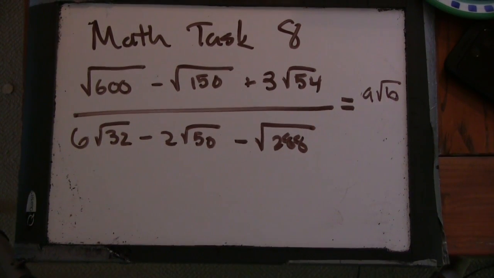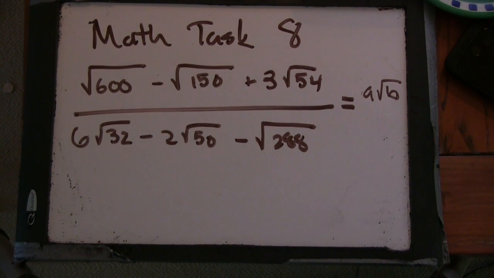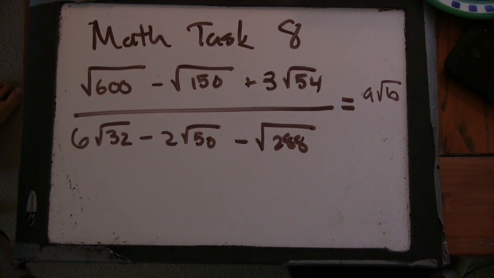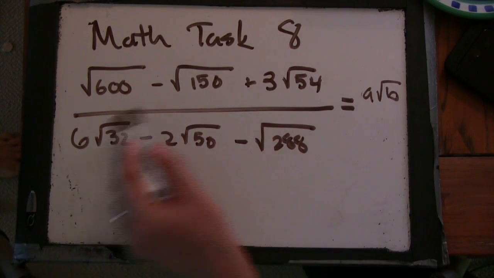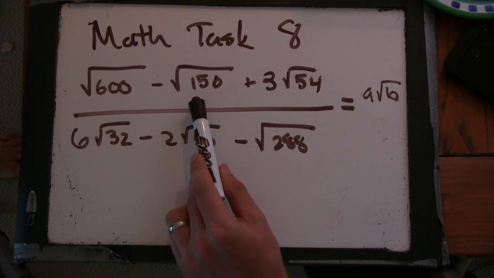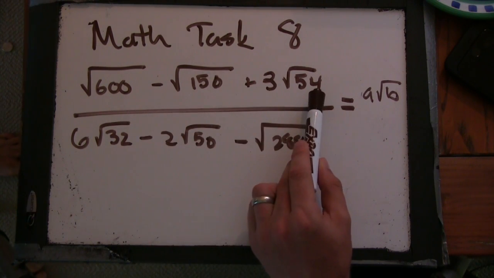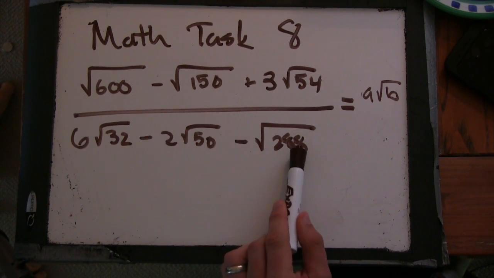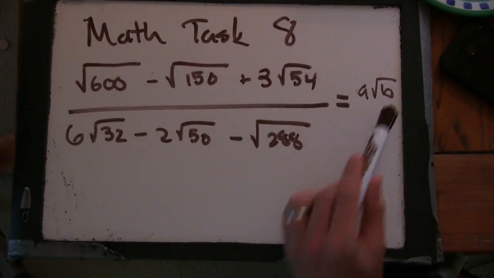MathTask number 8. This is a very challenging problem you ran across in your analysis book today, and I thought we would just kind of talk about it. And I'll write it because we got to kind of squeeze it in a very short space. It's this complicated-looking equality: square root of 600 minus square root of 150 plus 3 times the square root of 54 over 6 times the square root of 2 minus 2 times the square root of 50 minus the square root of 288 equals a times the square root of b.